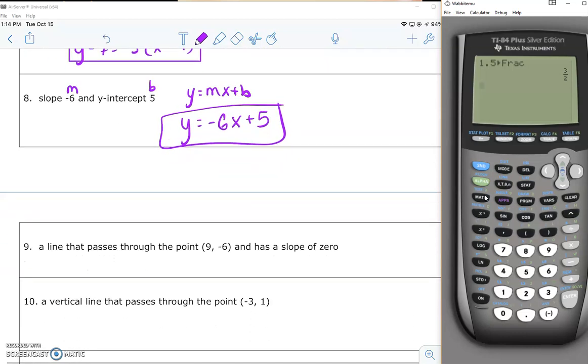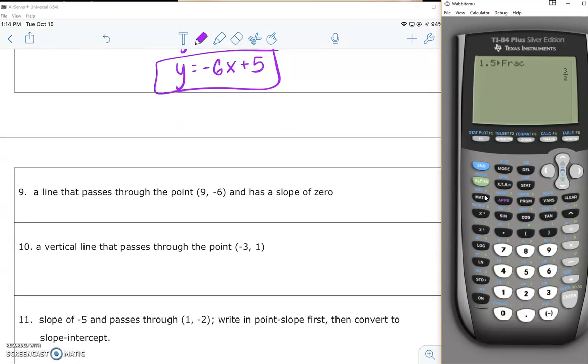Moving on to number 9, a line that passes through the point 9, negative 6, and has a slope of 0. I see that slope is 0. That should make me think, oh, I've got to remember BUSH HOY. 0 is a horizontal line, it has a slope of 0, and that is a y equals equation. So y equals, from my ordered pair, negative 6.